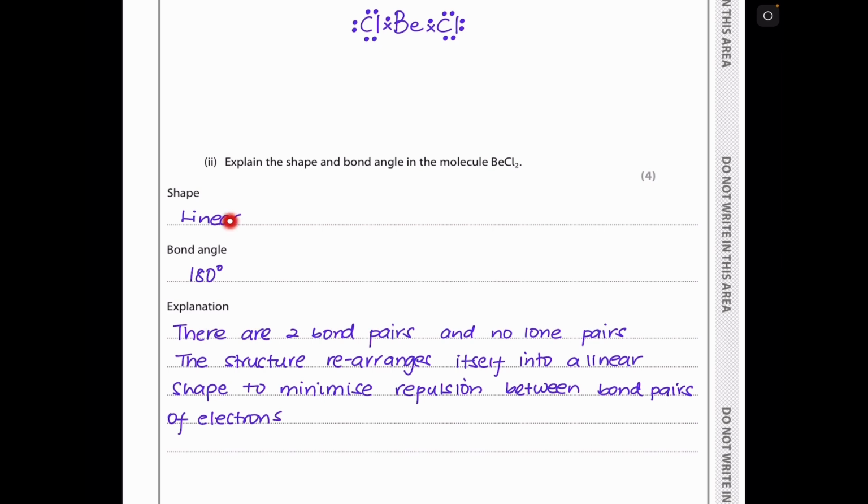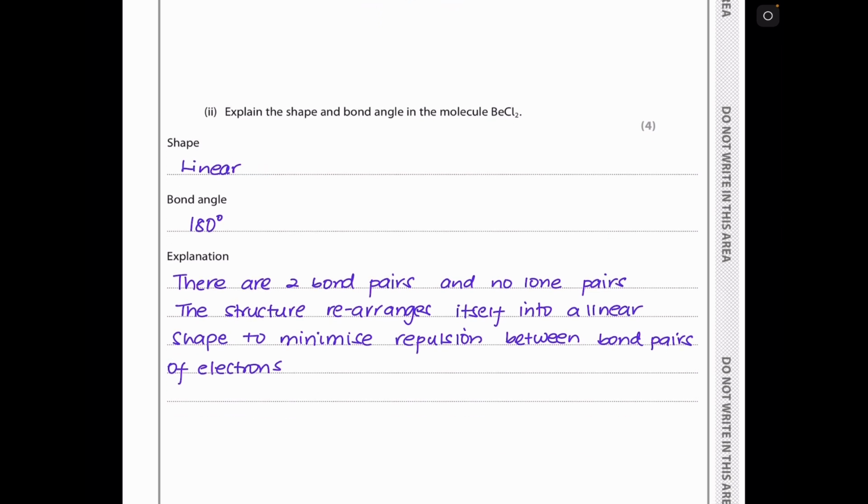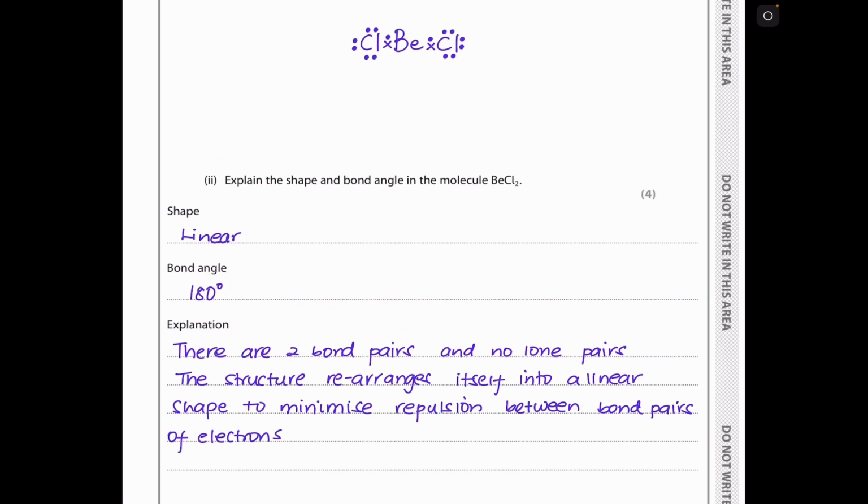Then they say explain the shape and bond angle in the molecule of BeCl2. The shape is going to be linear and the bond angle is going to be 180. The explanation is in beryllium chloride we have 2 bond pairs. Due to repulsion, the structure rearranges itself into a linear structure with bond angle 180 to minimize repulsion between the bond pairs of electrons.